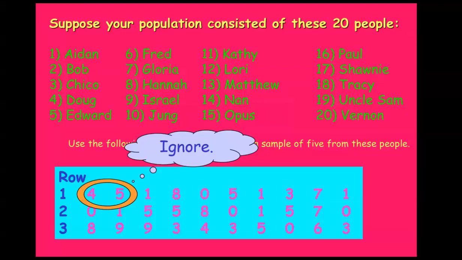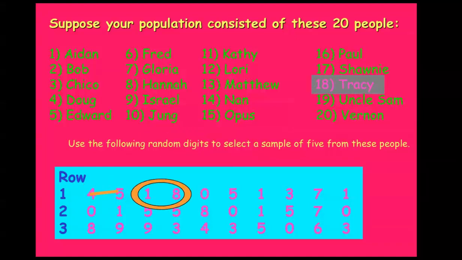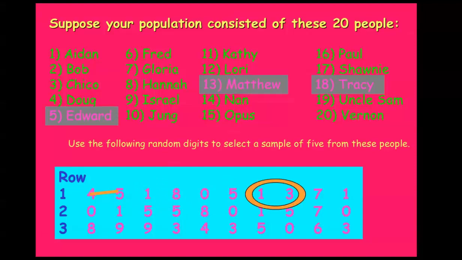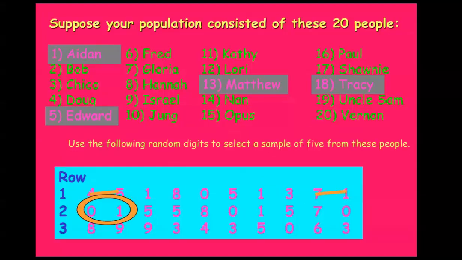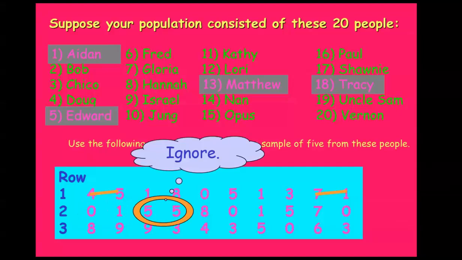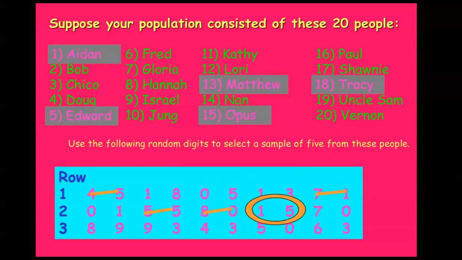So 45 is not there, there's no one in the population with a 45 sampling frame designation, so 45 doesn't get picked. 18 does. 18 would be Tracy. 5 would be Edward. 13 would be Matthew. 71 doesn't have anyone to correspond to, so I ignore it. Number 1 does, so that would be Aiden. I ignore 55. I ignore 80. And 15 would be Opus, would be the last person picked for this particular sample.